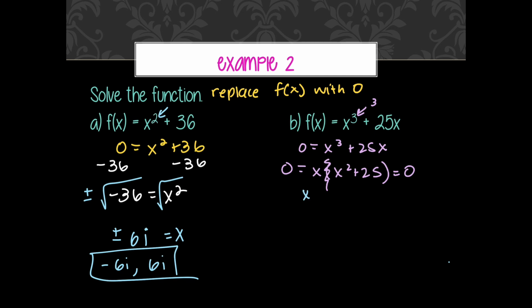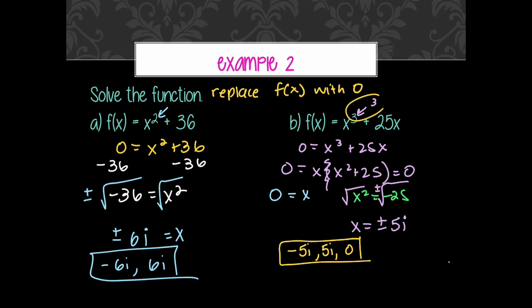From the left side, I get x equals 0, and from the right side, I'd get x squared equals negative 25. Square root both sides, putting that plus and the minus on the front, and I get x equals plus and minus the square root of negative 25, which is 5i. So my zeros are negative 5i, positive 5i, and 0. There's 1, 2, 3 of them, just like we said from the beginning.